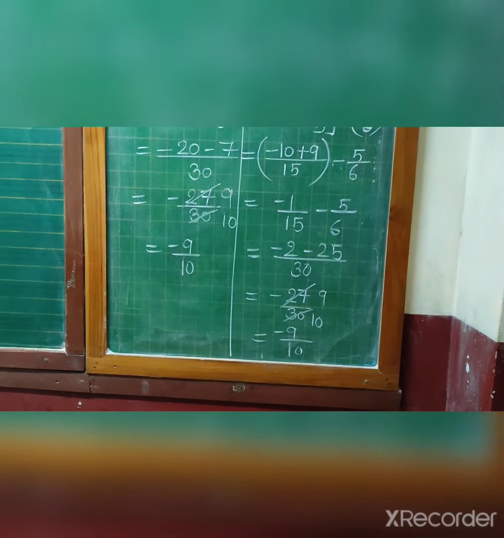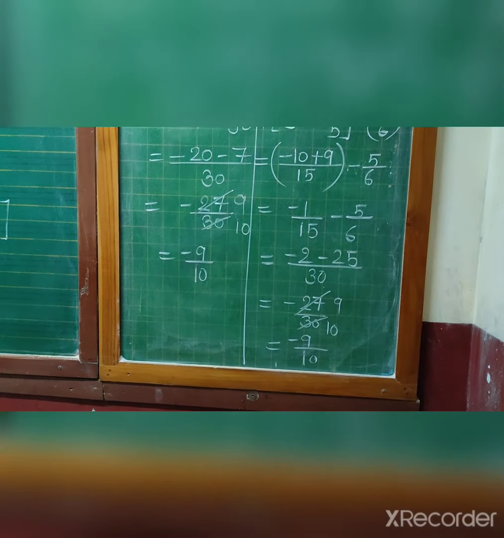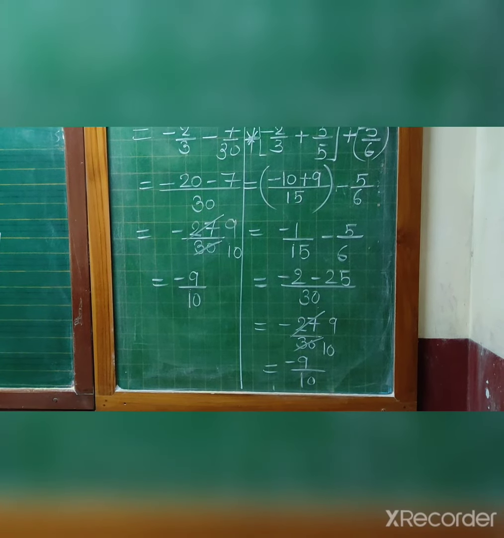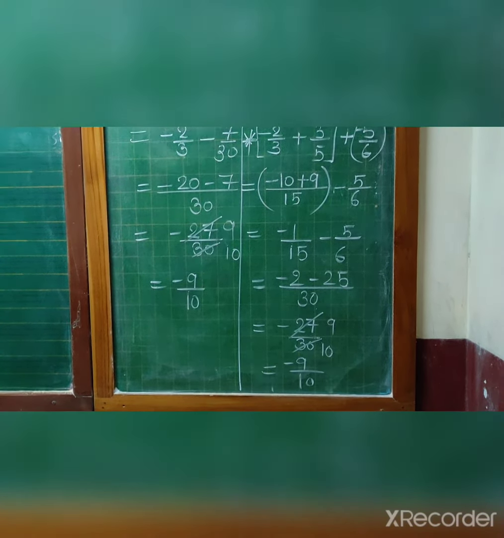Minus 9 upon 10. In both the conditions you can see the answer is same. So the associativity property for rational number addition is applicable.